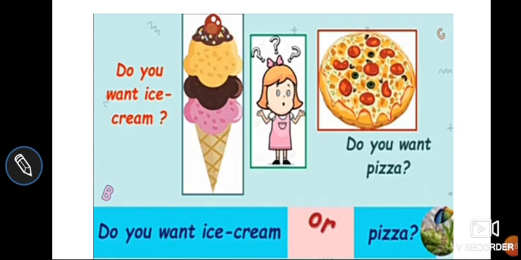So how do you combine these two sentences? How do you join these two sentences? By using or. So you will write, do you want ice cream or pizza?